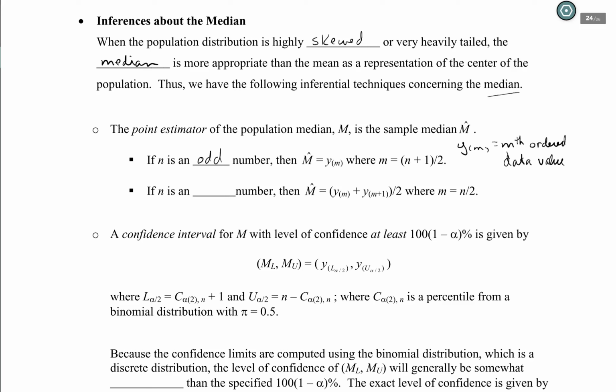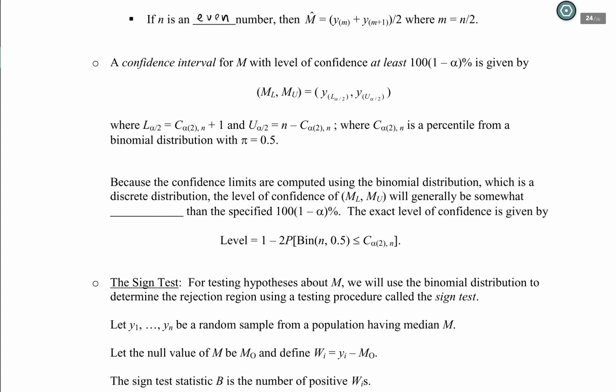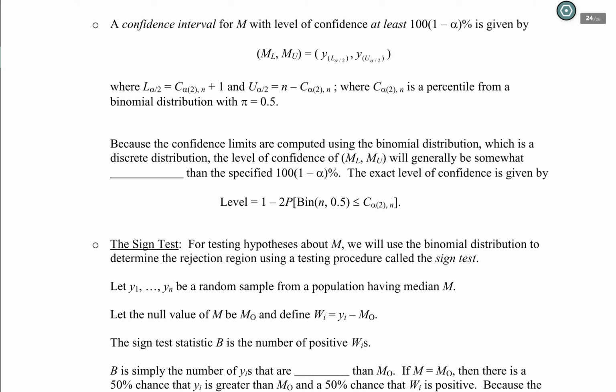If n is odd, then for that subscript you should take the (n plus 1) over 2 ordered data point, which is basically the middle of the ordered data if the data set is odd. If n is even, then M hat is the average of the mth and the (m plus 1)th ordered data points in the data set. All right, that's a point estimator.